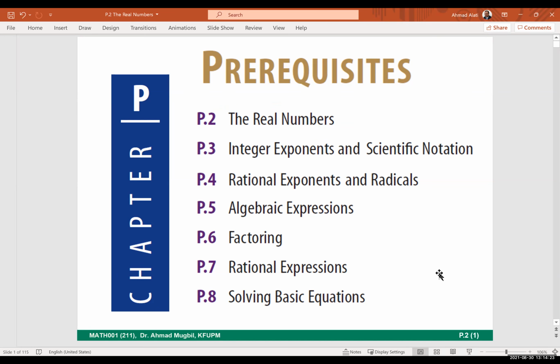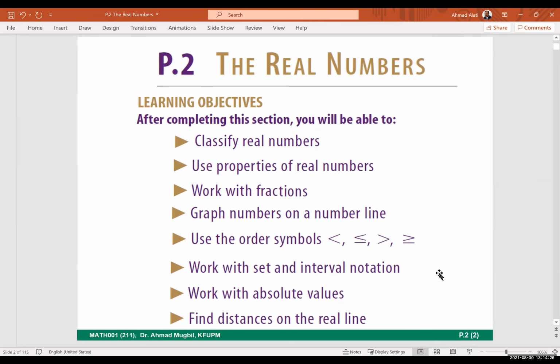So this is section P2. It is about the real numbers. We will see together, after finishing this section, you will be able, inshallah, to classify the real numbers, which means that you will know, are they integers, natural numbers, rational, irrational, and so on. You will be able also to use properties of real numbers, to work with fractions. This is so important. To sketch the graphs of numbers on the number line, to use the order symbols, less than, greater than, to work with sets and intervals, especially intervals, and how to work with absolute value.